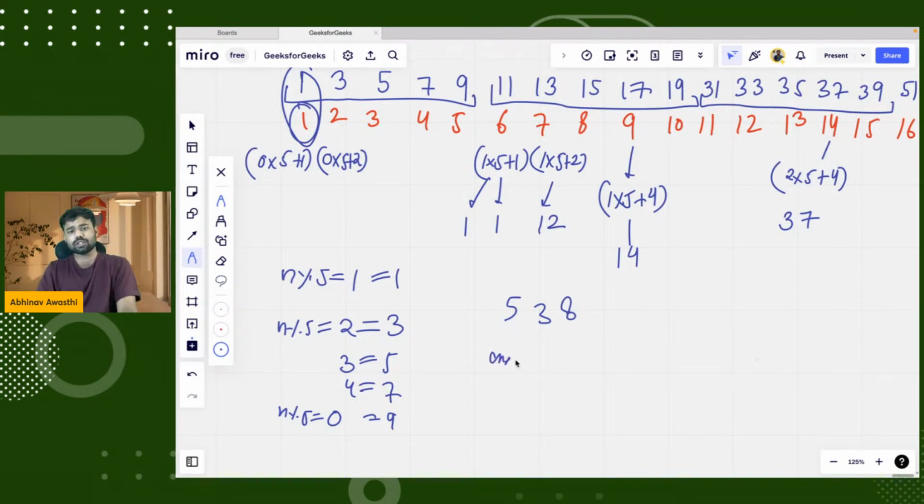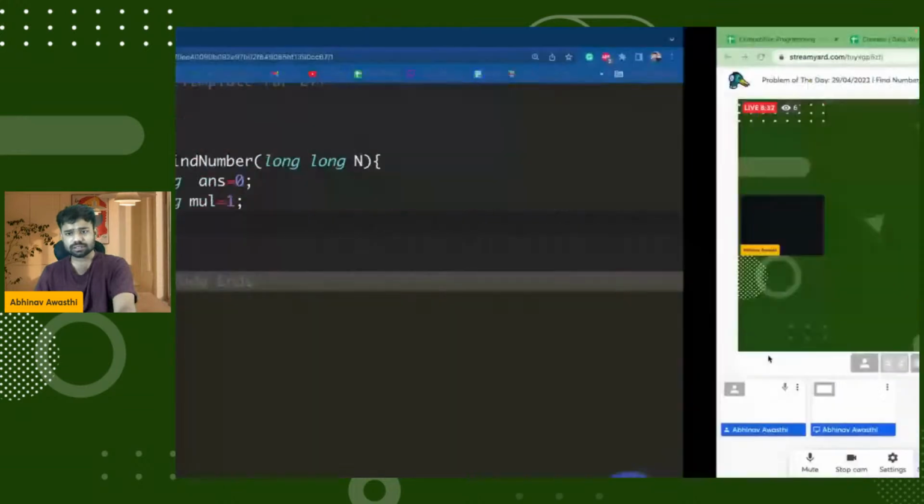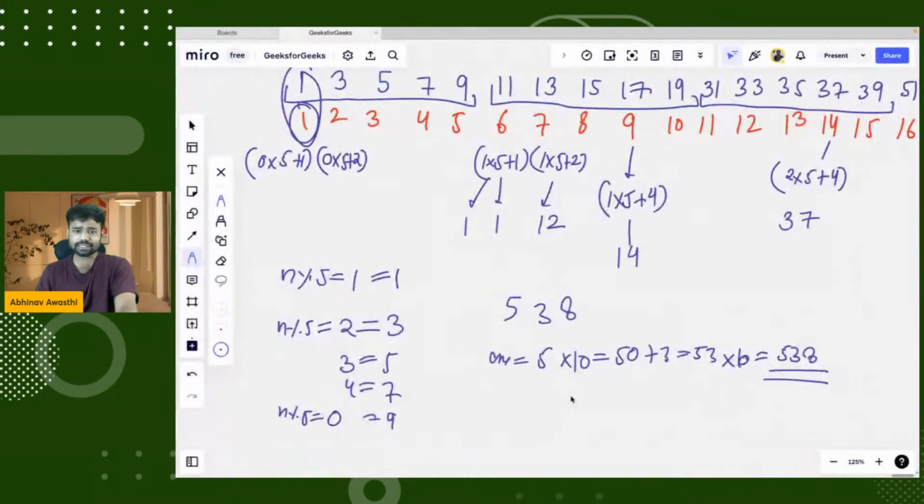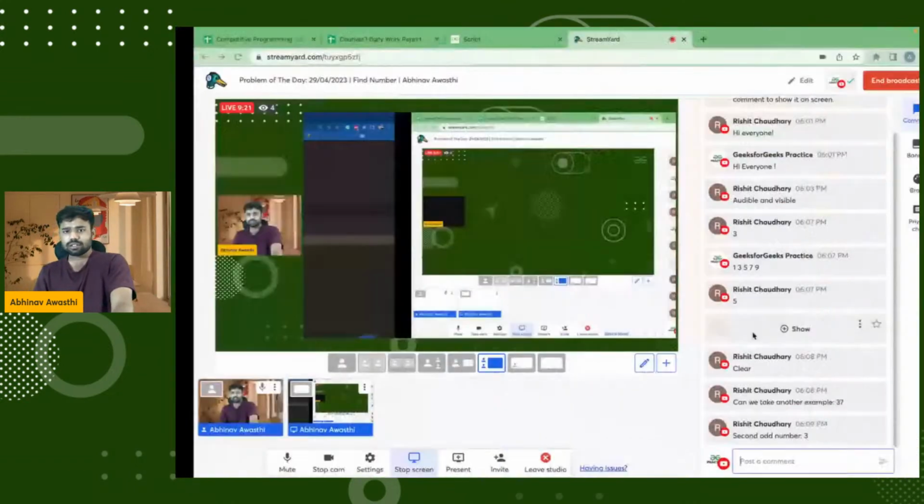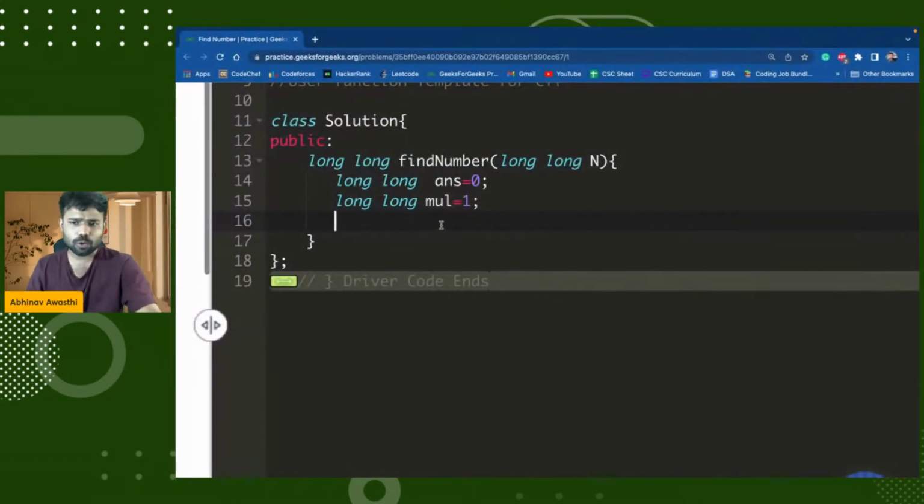First, in your answer, you add 5. Then you multiply by 10. Then you add 3. Then you again multiply by 10. Then you add 8. Or I can say first you add 8, then 30, then 500. So every time your digit is multiplied by 1, 10, 100. First let's write the code, then you will understand more clearly.